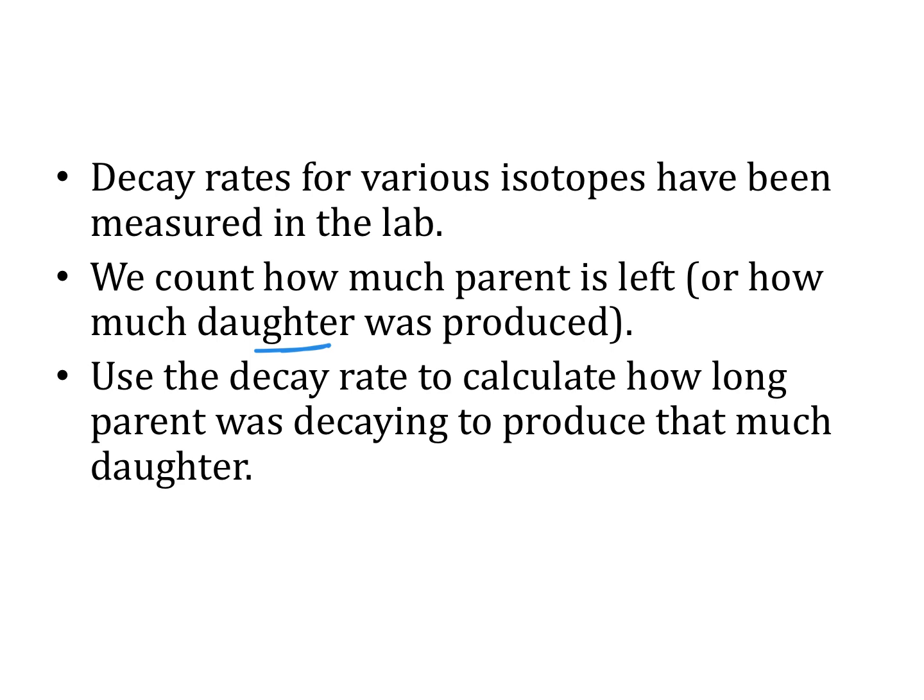Then we use the decay rate to calculate how long the parent was decaying to produce that much daughter. So it's not that dissimilar from counting tree rings, right? We're counting the amount of daughter that has been produced or the amount of parent that's left, and then we're using the decay rate that we know we've measured to calculate how long the parent has been decaying, and that gives us the age of the rock.